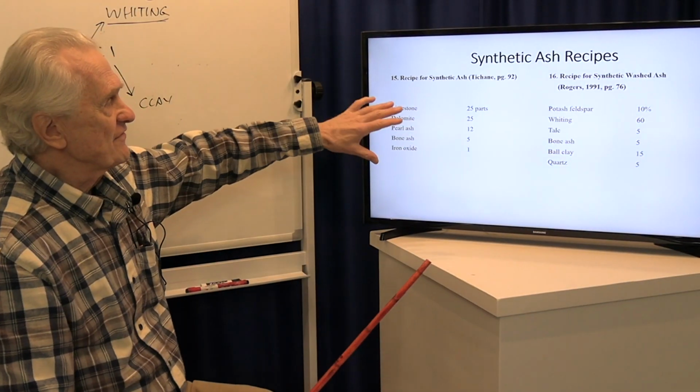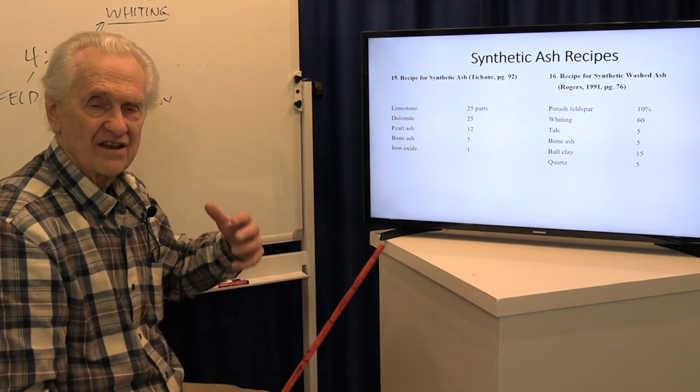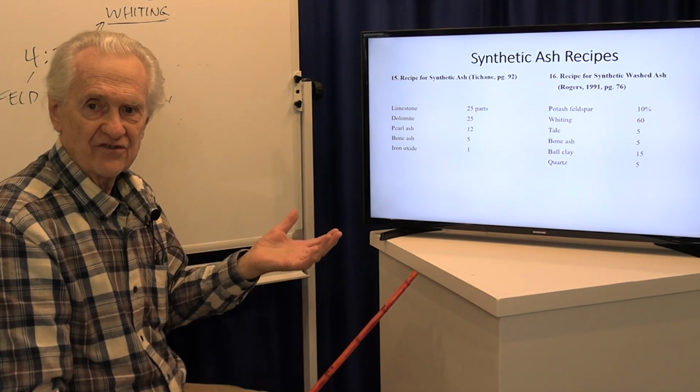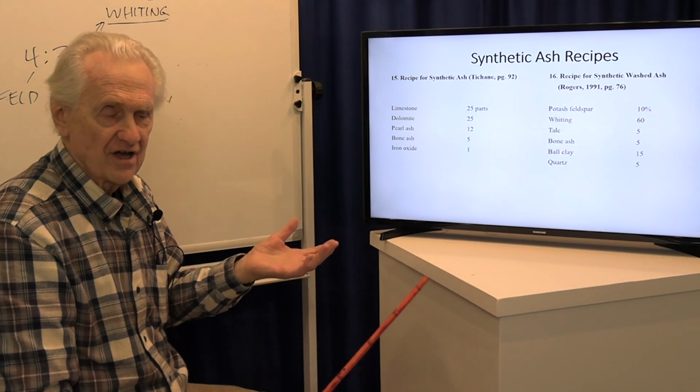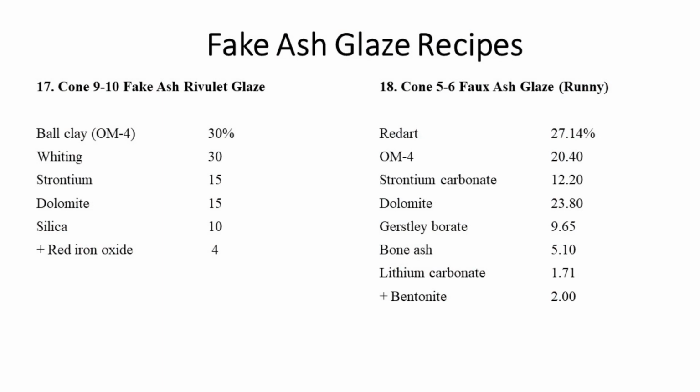So if I wanted to go to all this trouble, I could make up one of these recipes and then add the other ingredients to make an ash glaze, because these are only the recipes for just the ash part. Okay? All right, so let's move on here.